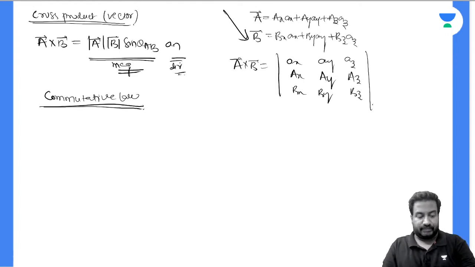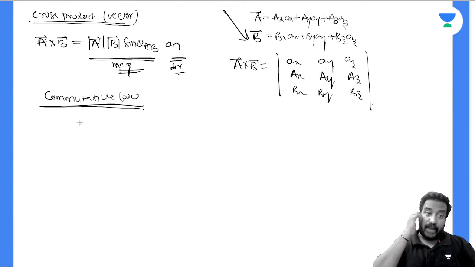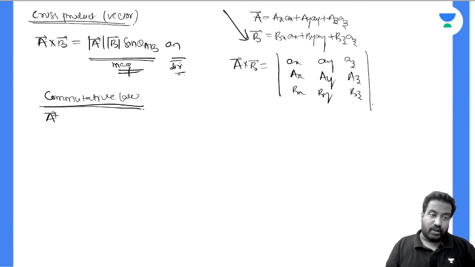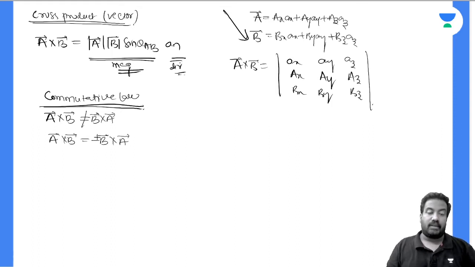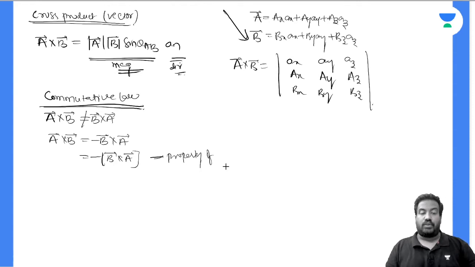Yes, dear. It does not obey commutative law. It is anti-commutative. That means what? A cross B is not equal to B cross A. It is anti-commutative. But rather A cross B is equal to minus B cross A. You can verify. This is from the property of determinant. Please go to the playlist here for detailed analysis of this.